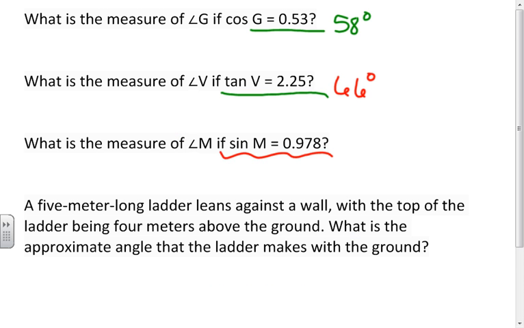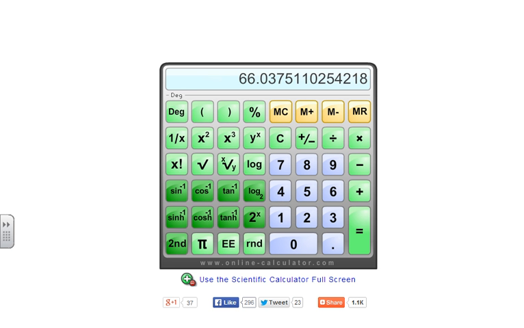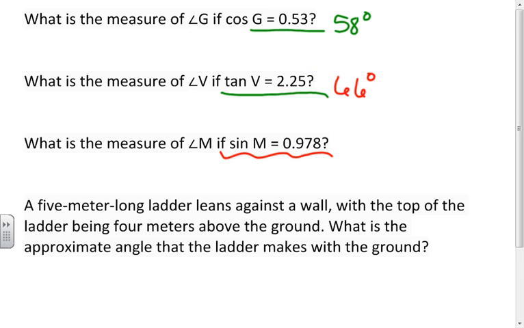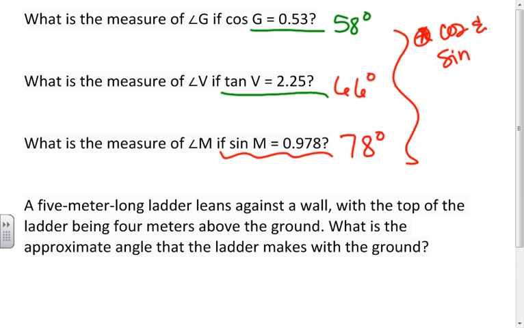And the sine of 0.978, 0.978 inverse sine, I have a 78 degree angle. Now, a little note here, cosine and sine values are always less than 1. If not, you will get an error. Tangent values can be greater than 1, so just keep that in mind.